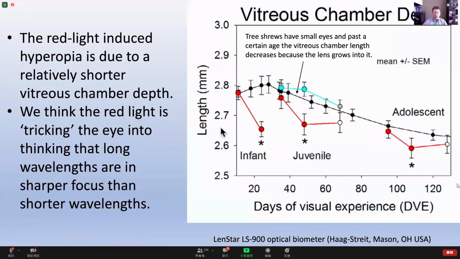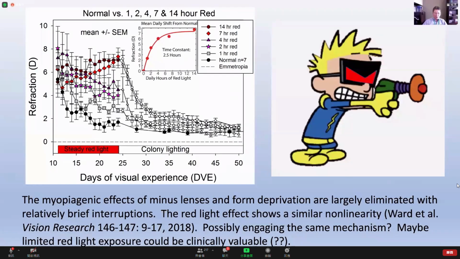I just want to point out here, this red light-induced hyperopia is due to a relatively shorter vitreous chamber depth. This is an axial hyperopia. We think that the red light is tricking the eye into thinking that longer wavelengths are in sharper focus than shorter wavelengths.